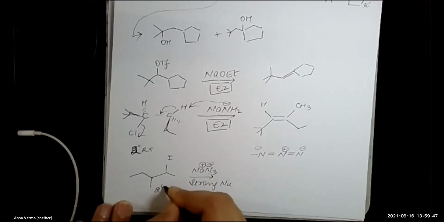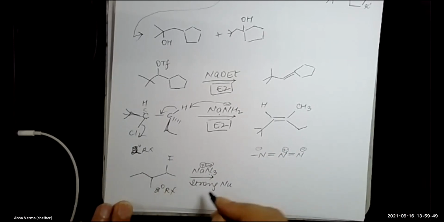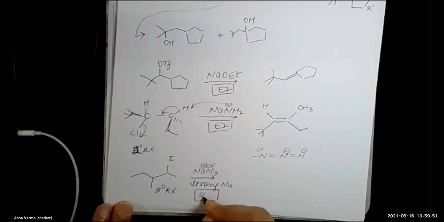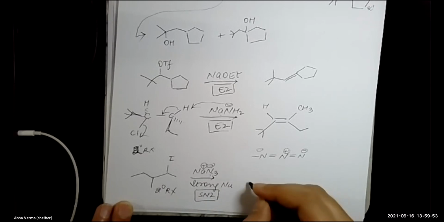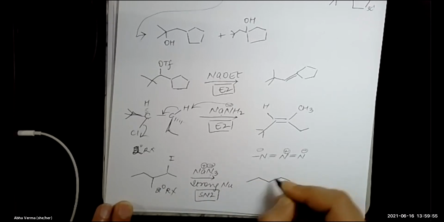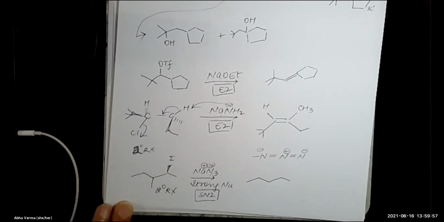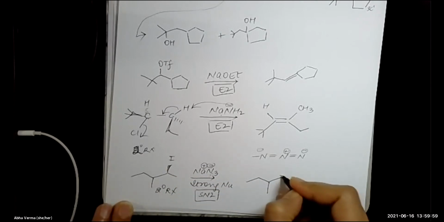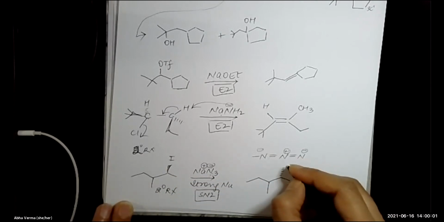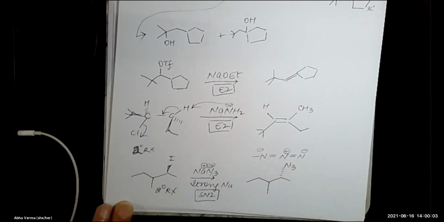I have a secondary substrate. I will get an SN2. SN2 will always give me the inversion in stereochemistry. Okay.